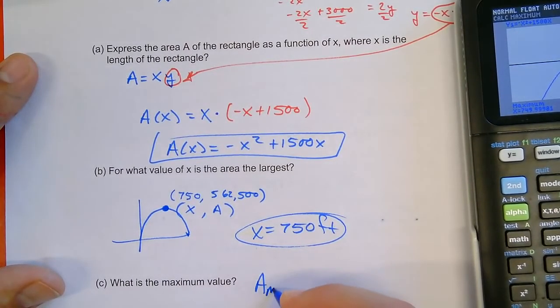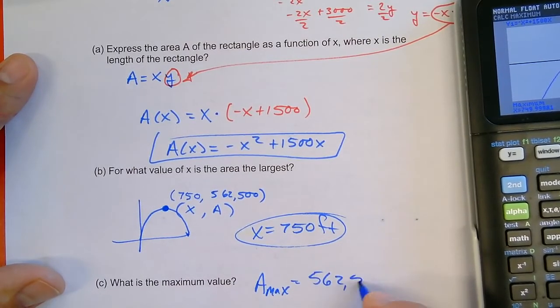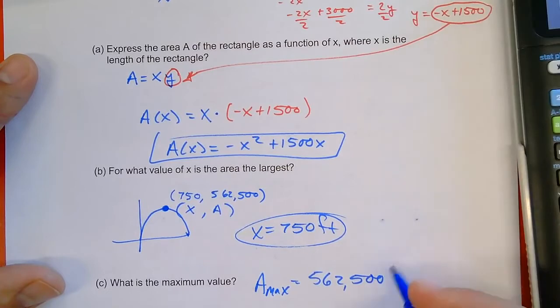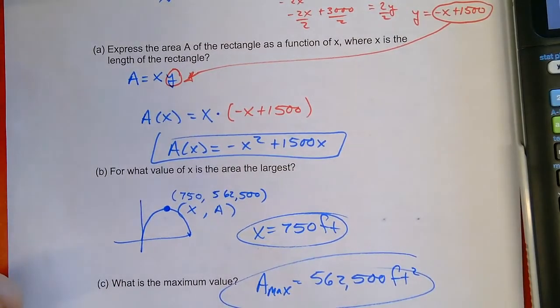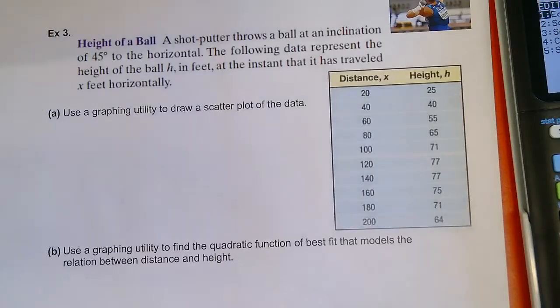Okay, so where's the area of the max? That's 562,500, and that is feet squared. And your answer is that question.